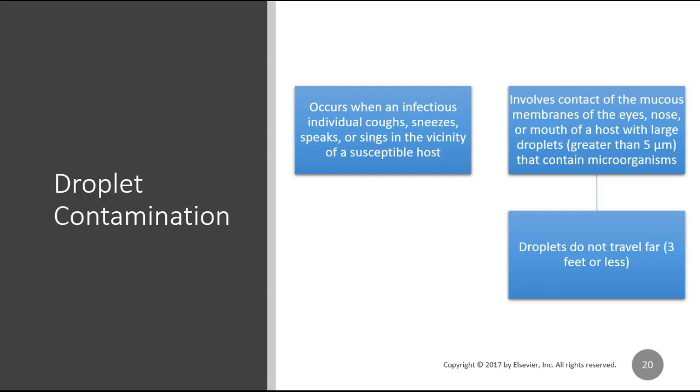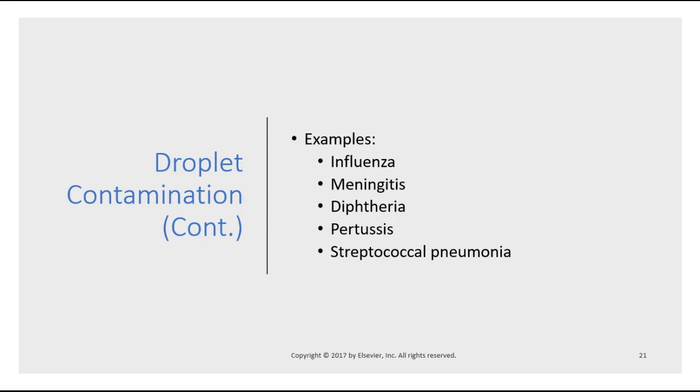Droplet contamination occurs when an infectious individual coughs, sneezes, speaks, or sings in the vicinity of a susceptible host, involving contact of the mucous membranes of the eyes, nose, or mouth of a host with large droplets greater than 5 microns that contain microorganisms. When you speak, you spit, and whatever is in your spit becomes airborne. Droplets do not travel far, since they are heavier, three feet or less. Examples are influenza, meningitis, and pertussis. I actually had pertussis a few years ago. Holy Moses, I was really sick, lost my voice completely. And then streptococcal pneumonia, which we will cover in your pathology class.